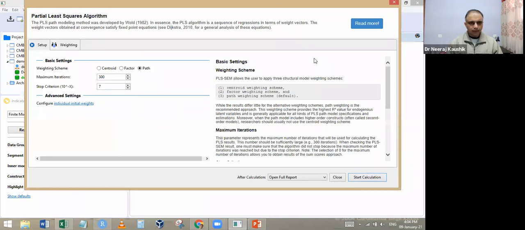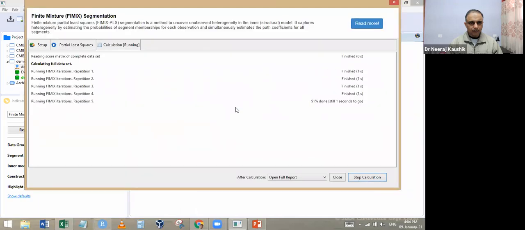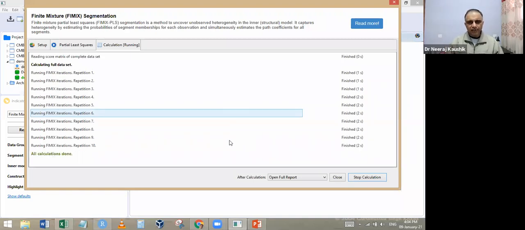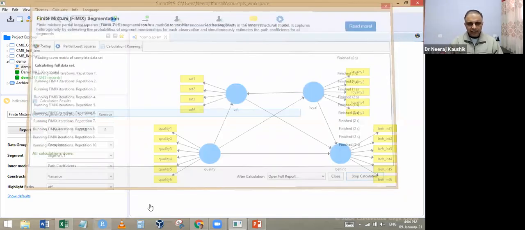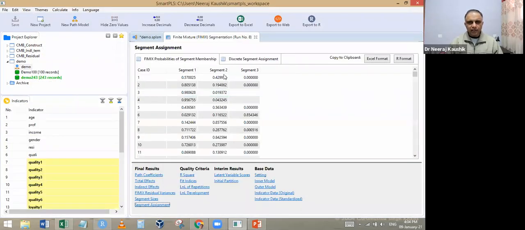So you remember, it will give you model fit indices, how many people are there in every cluster, and which person will go to which cluster. So it will give you the idea about cluster membership. Check it out here. It says segment assignment at the bottom box. And here it gives the probability of which person will go in which cluster.